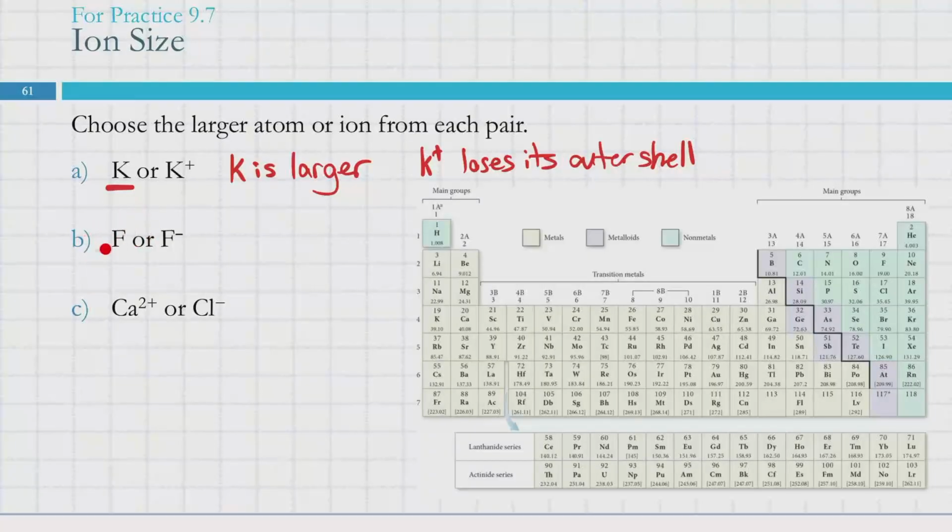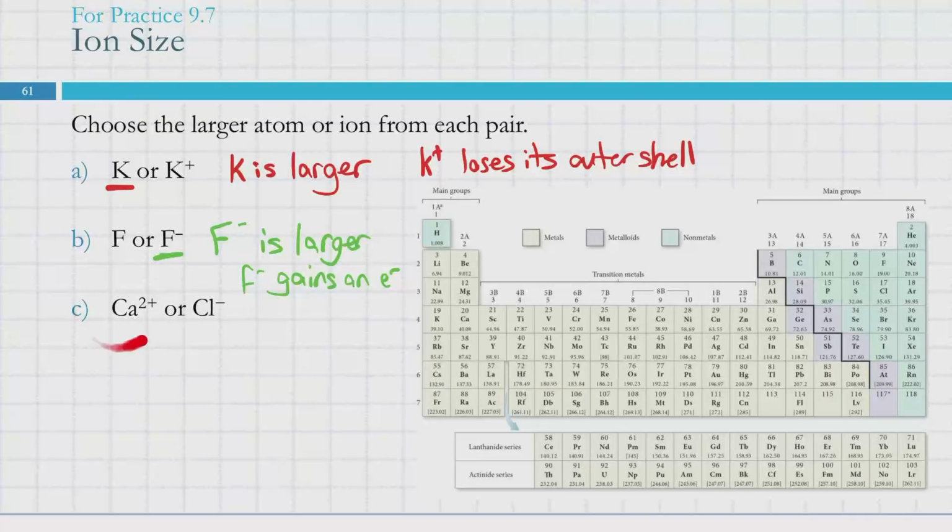What about for fluorine or fluoride? Which one's going to be bigger? I'm bad at reading lips, so saying fluorine or fluoride quietly, I can't tell. I think we said fluoride. I'm hoping that we said fluoride. Fluoride is larger. F minus gains an electron. So we could think of that like we're adding on. What's actually happening, we're lowering the effective nuclear charge because there's a little bit of shielding added. That causes it to blow up in size.